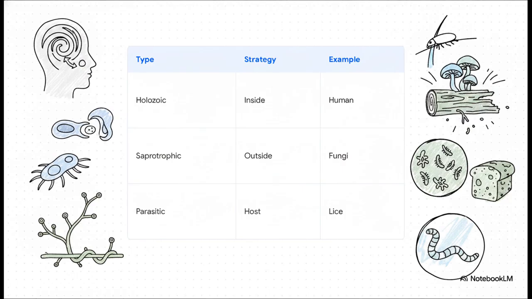Finally, parasites. Think lice, tapeworms, or the cuscuta plants. They basically hack the system, deriving all their nutrients by living on or inside a host organism, usually without killing them outright. Ultimately, an organism's eating strategy really comes down to whether its food moves around or just sits still.